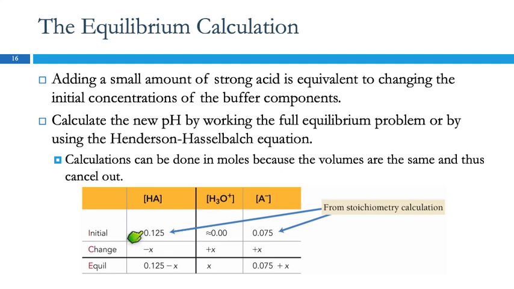So here's what we started with: 0.125, approximately 0, and 0.075. This is after looking at the stoichiometry from adding that acid. And then we've got minus x, plus x, and we do all of that. Then we would finish this up with the Ka of this acid, which is not given to us: x times (0.075 plus x), divided by (0.125 minus x).